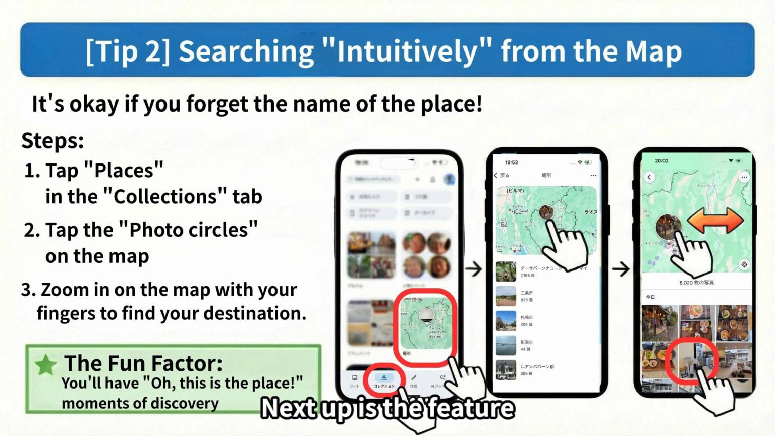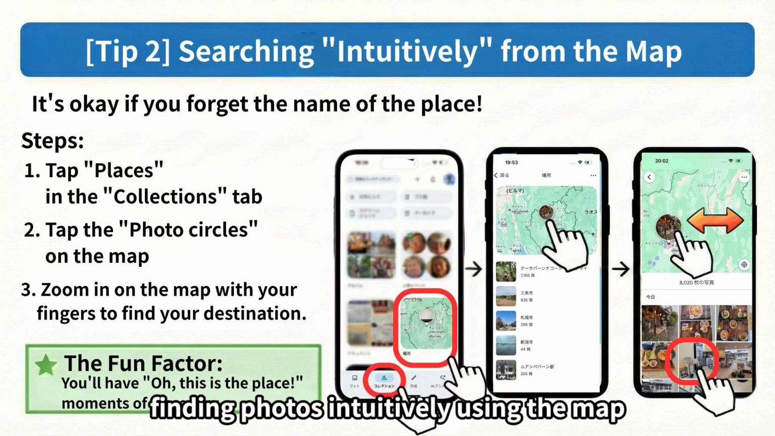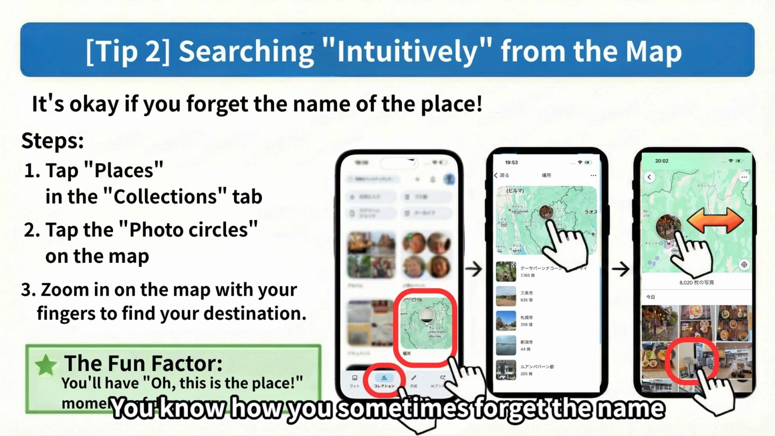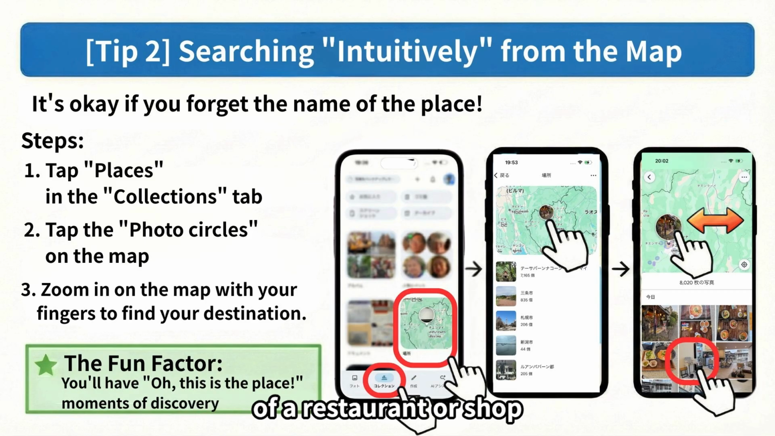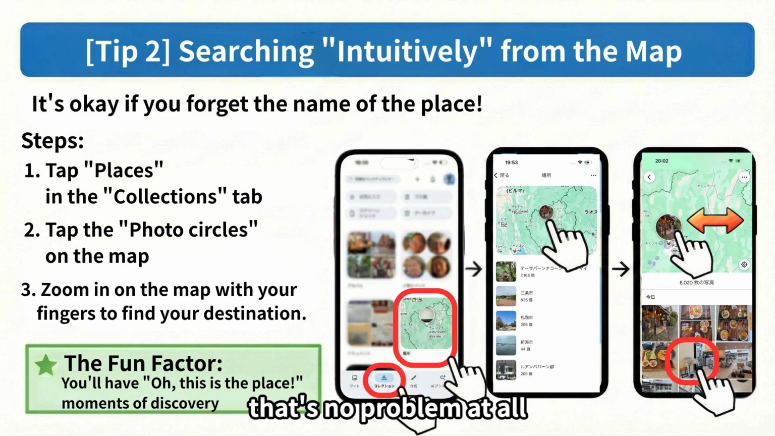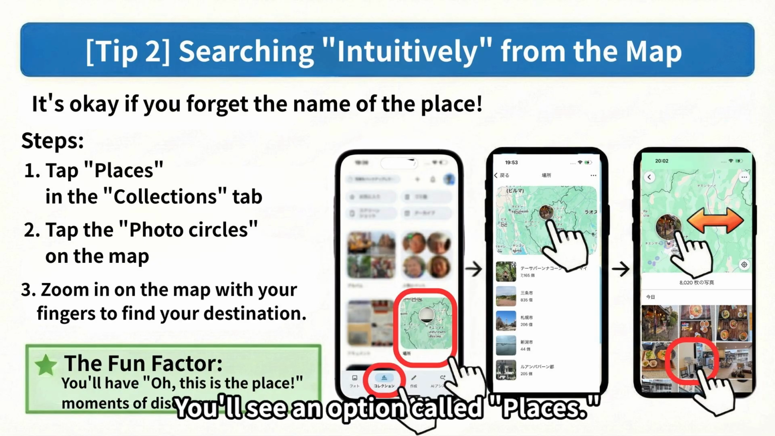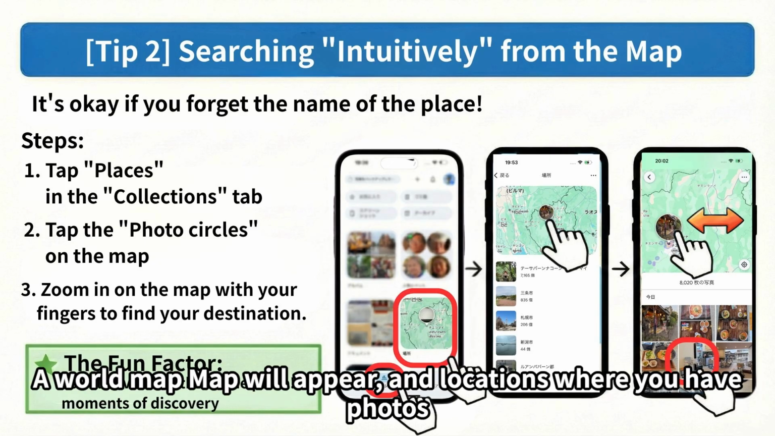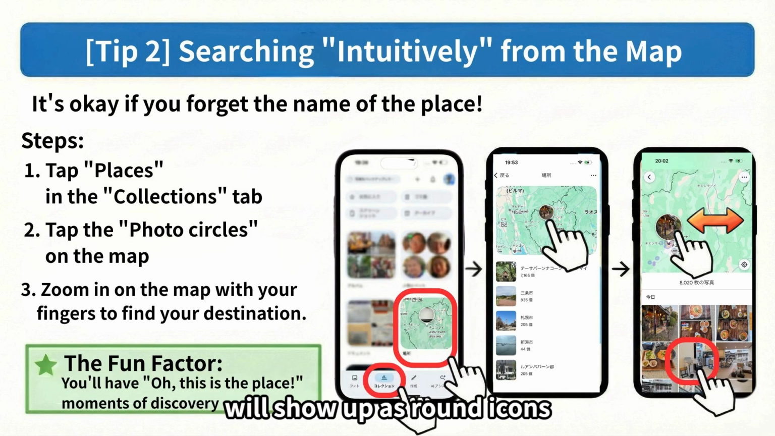Next up is the feature I recommend the most, finding photos intuitively using the map. You know how you sometimes forget the name of a restaurant or shop when you're traveling? With this method, that's no problem at all. First, tap Collections at the bottom of the screen. You'll see an option called Places. Select that. A world map will appear, and locations where you have photos will show up as round icons.